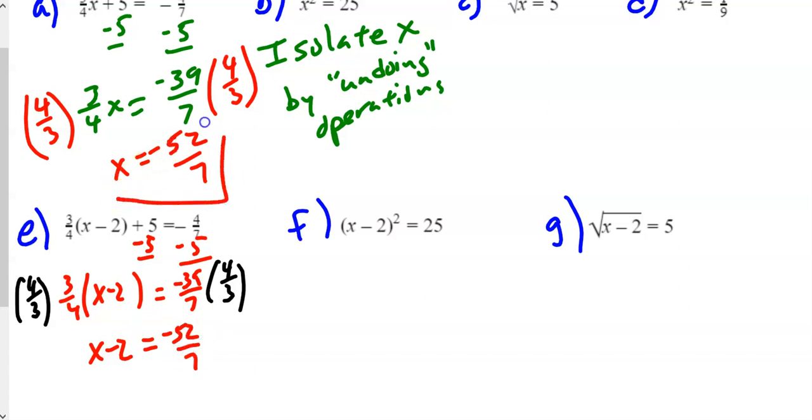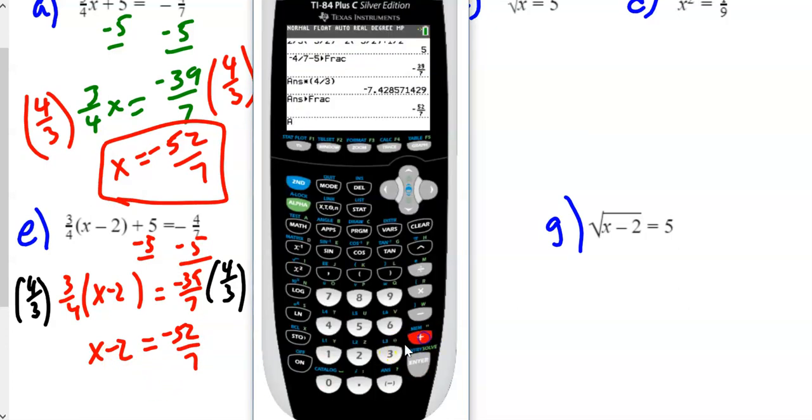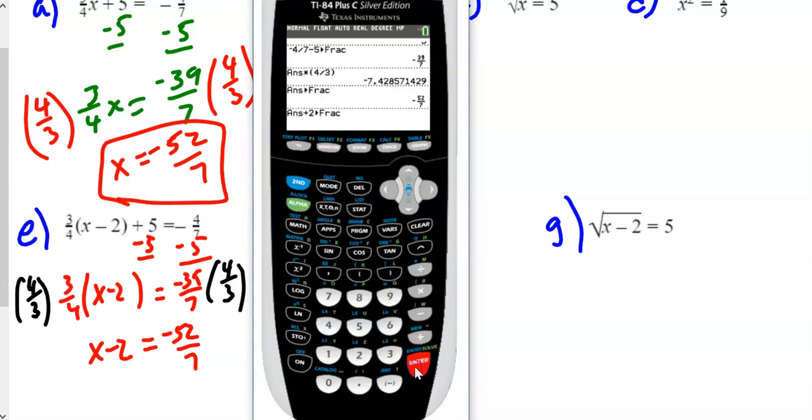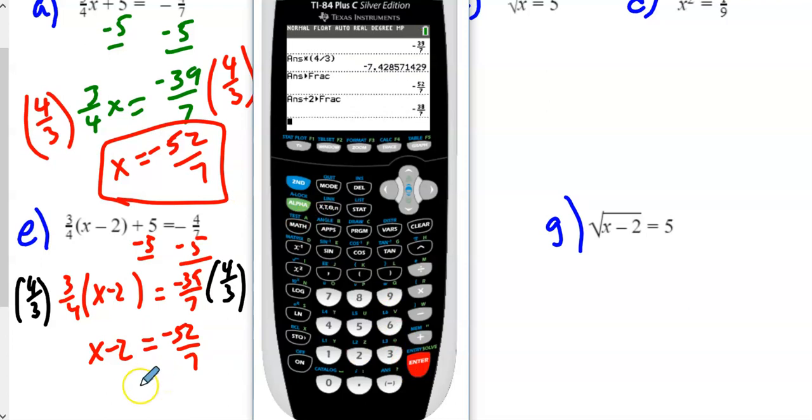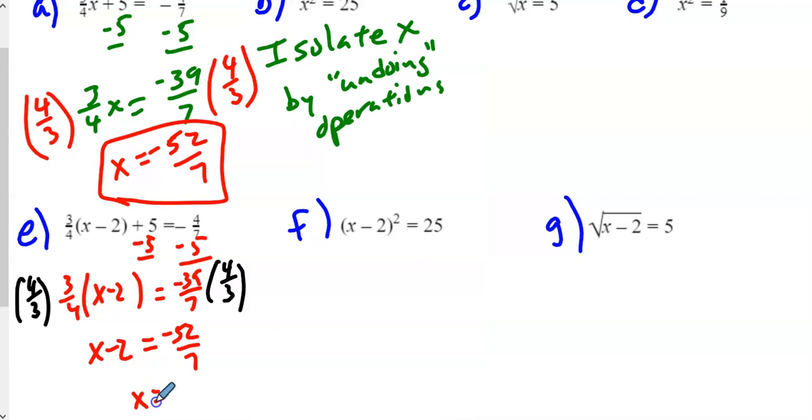I'll just go ahead and highlight this as my answer. Now I need to add 2 to that. So I'm going to go back to my calculator. Plus 2. So again, automatically brings down that answer. I'm going to go ahead and do math, enter, enter. So I get that to be negative 38 over 7.